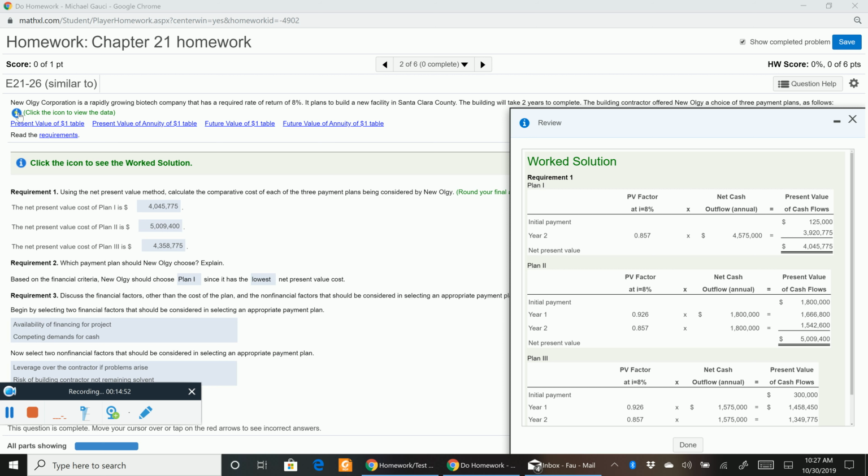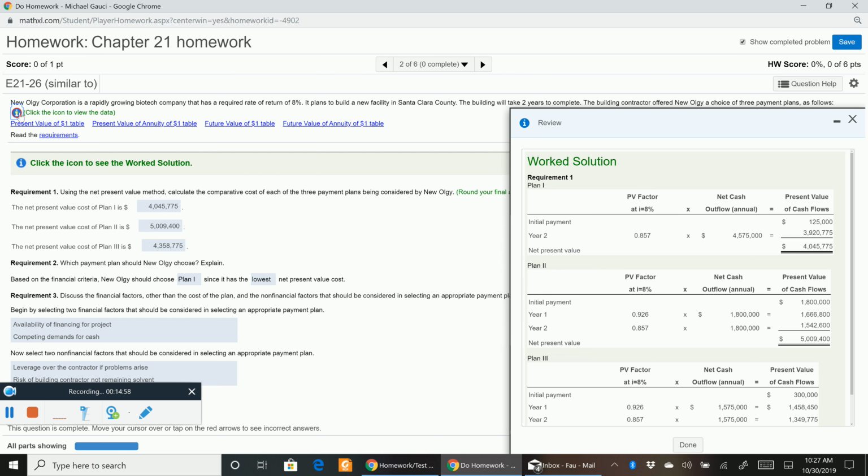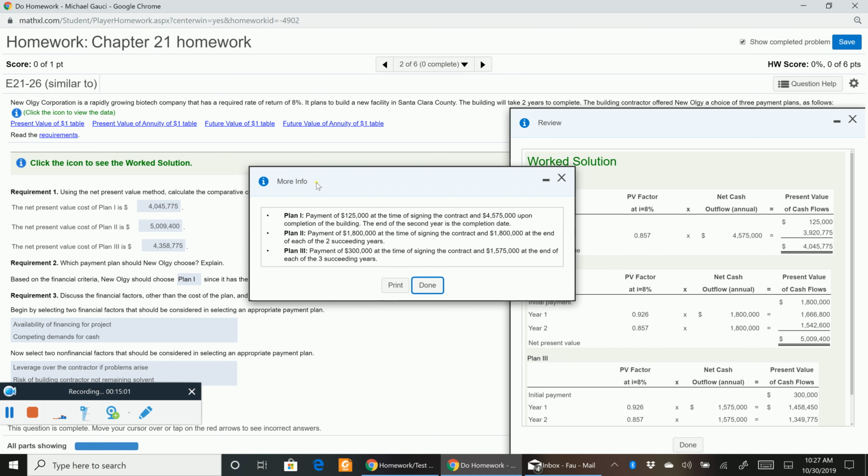And so the author is asking them... let me see, what are the payment plans? Okay, here they are. Plan number 1. The company can make a payment today of $125,000 at the time of signing the contract, so that's today's dollars, and they can wait and pay the rest, $4,575,000 upon completion of the building. Remember, it is our estimate that the building is going to take 2 years to complete.